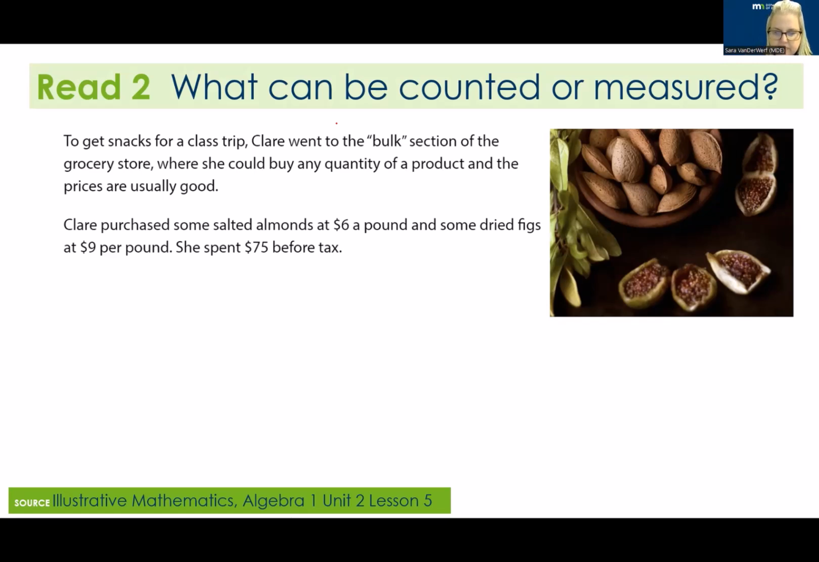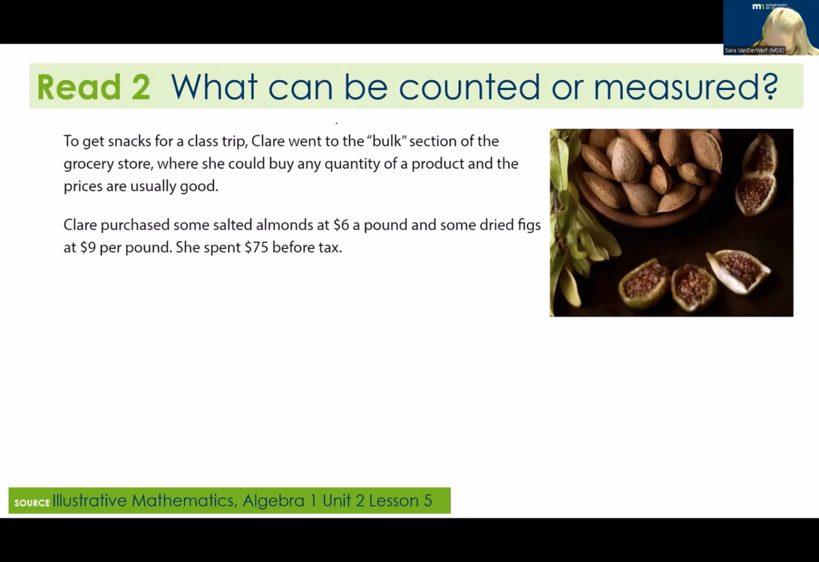To get snacks for a class trip, Claire went to the bulk section of the grocery store where she could buy any quantity of a product and the prices are usually good. Claire purchased some salted almonds at $6 a pound and some dried figs at $9 per pound. She spent $75 before tax.